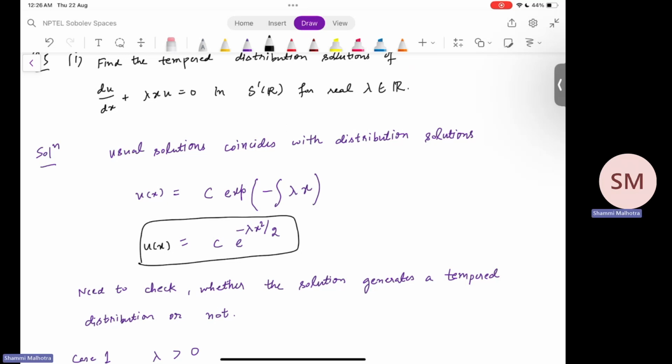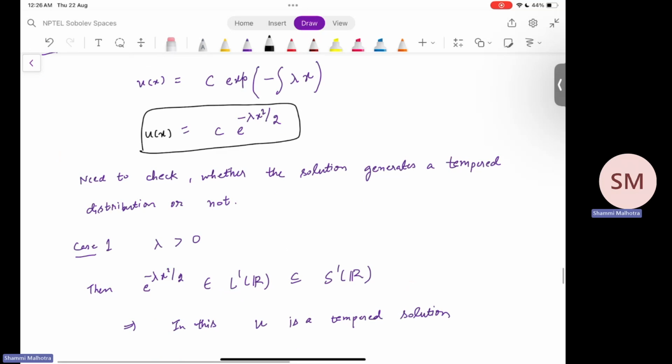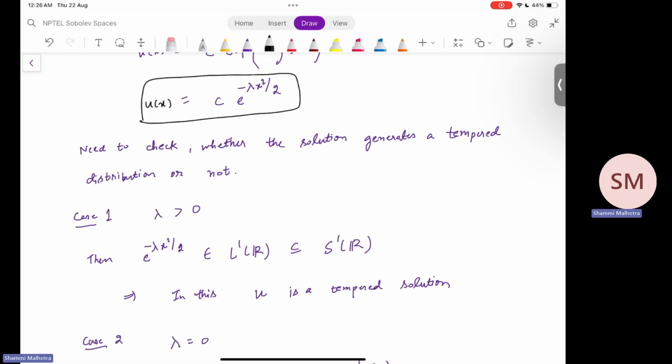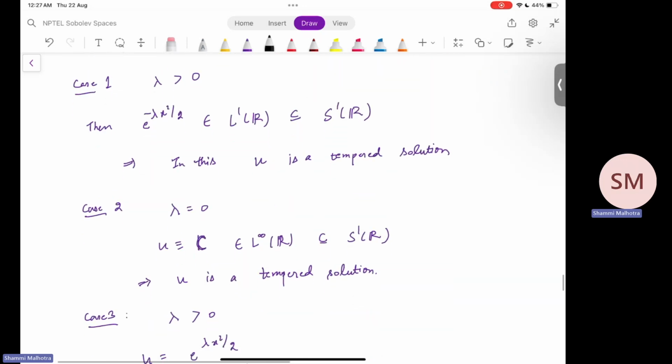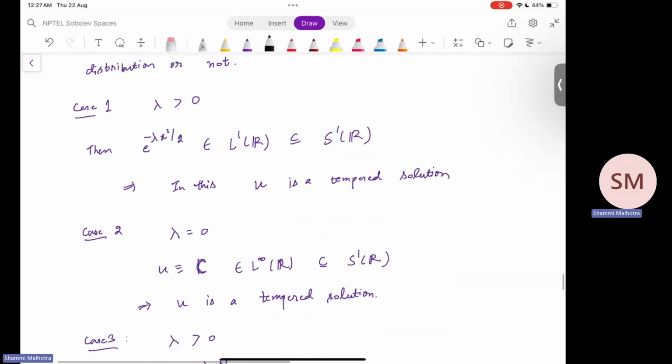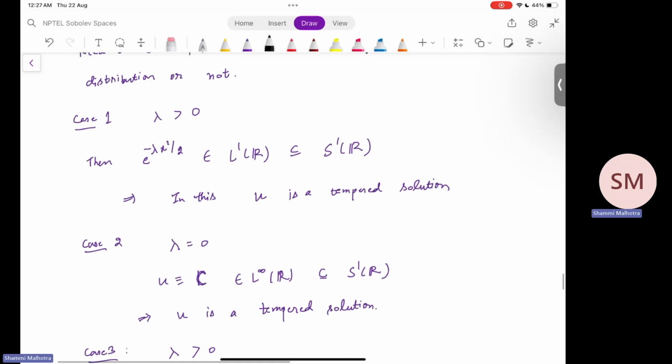So now we have to check whether this actually generates a tempered distribution or not. If my lambda is positive, then definitely this thing, e raised to power minus lambda x squared by 2, is an L1 function. And being an L1 function, this will be a tempered distribution, and since this is a tempered distribution, we are done in this case. But if my case is lambda equal to 0, then this turns out to be identically a constant function, and that is an L infinity function. And this being an L infinity function, this actually turns out to be a tempered distribution.